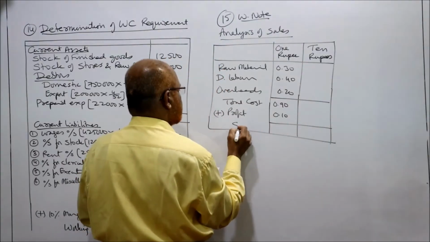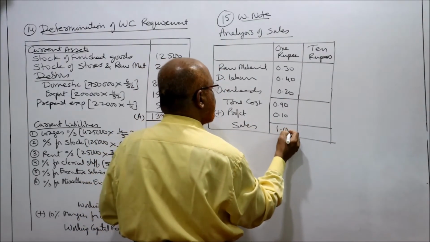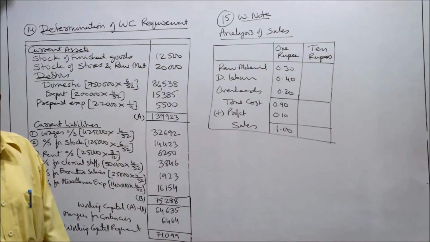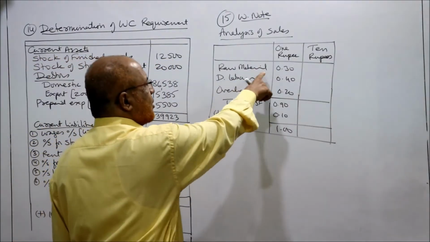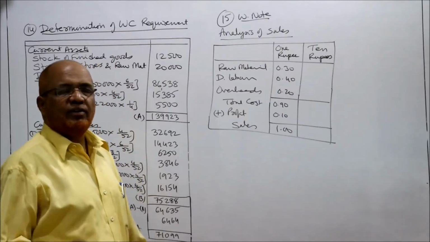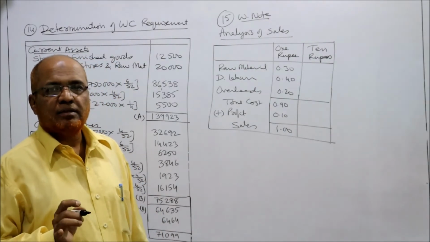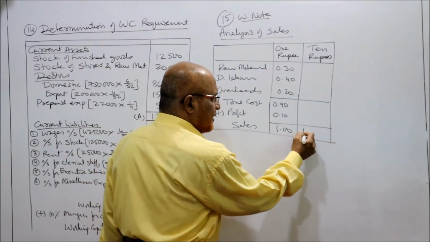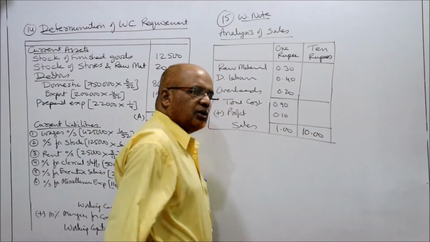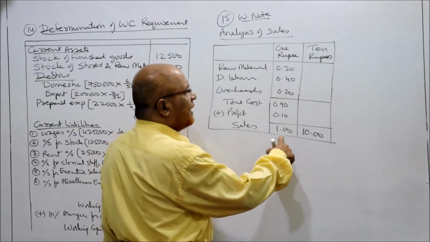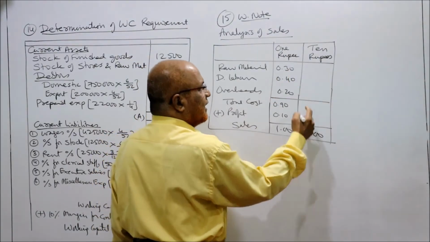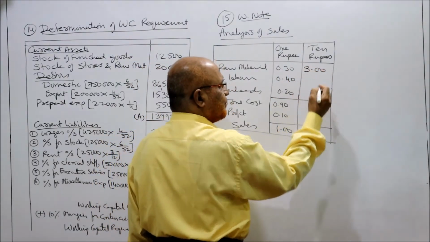We will get sales. This is the data given. For 1 rupee of sales, how much is the raw material, labor, overheads? But we don't have 1 rupee. We have selling price per unit is 10 rupees. So in 10 rupees, for 1 rupee it is 30 paisa. So for 10 rupees it will be 3 rupees.